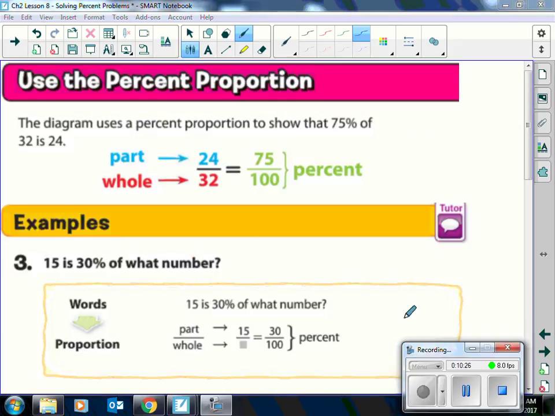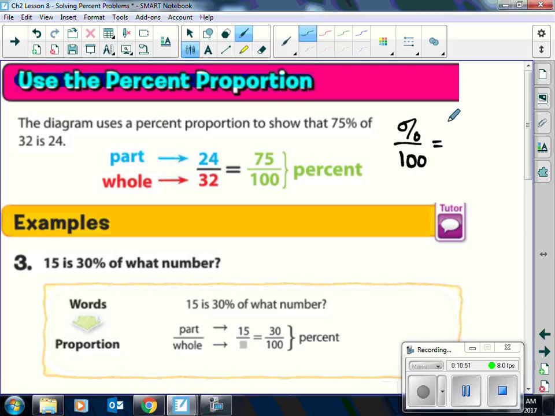Another way to solve percent problems is to use the percent proportion. Now here, the percent proportion, you guys, I like to do it the other way around. I like to say, and I want you to write this down, percent over 100 is equal to the part over the whole. So we have part over the whole.